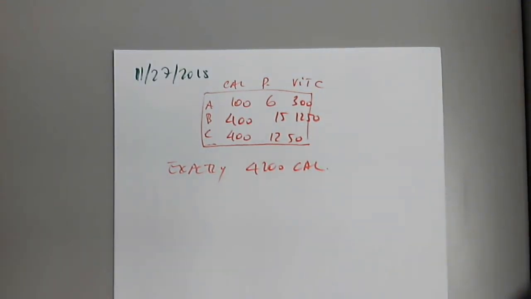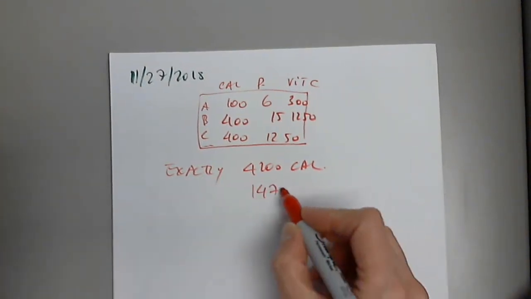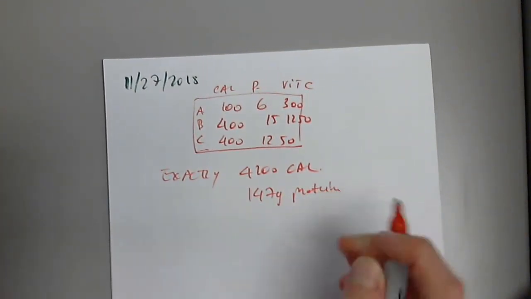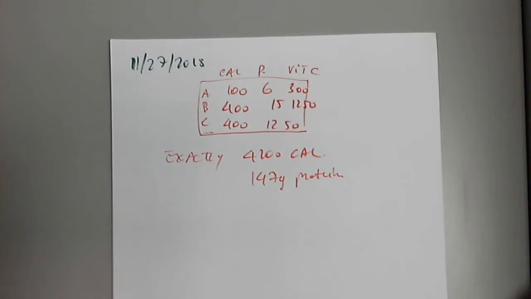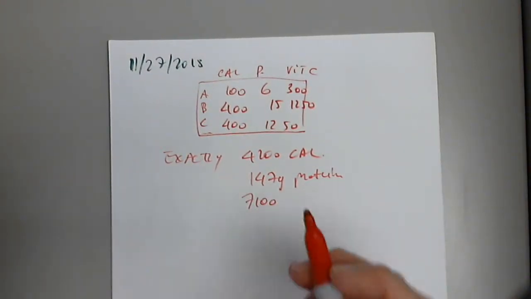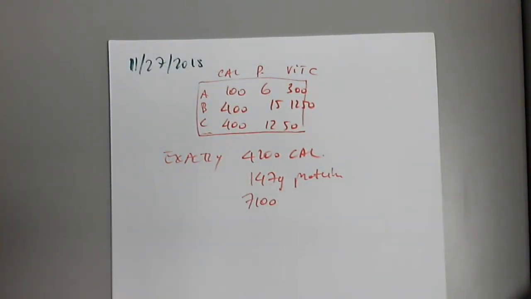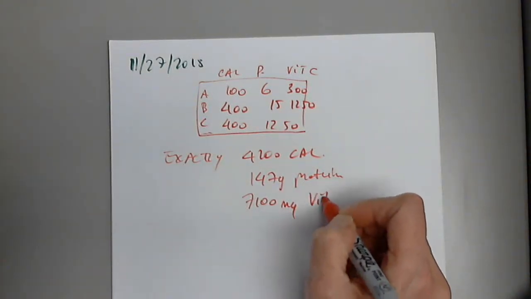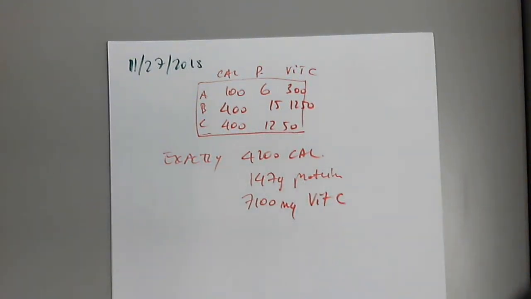This is like Michael Phelps. He eats a meal with 147 grams of protein and 7,100 milligrams of vitamin C. How many ounces of each kind of food should be used? Very good. Perfect example. Thank you.